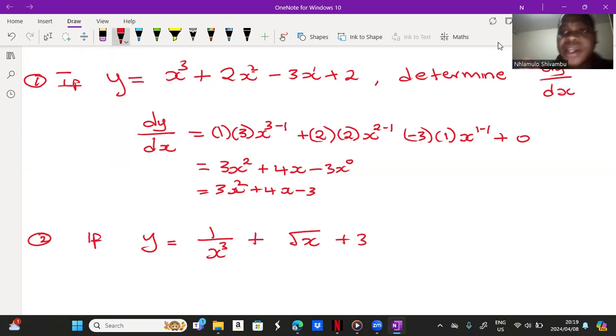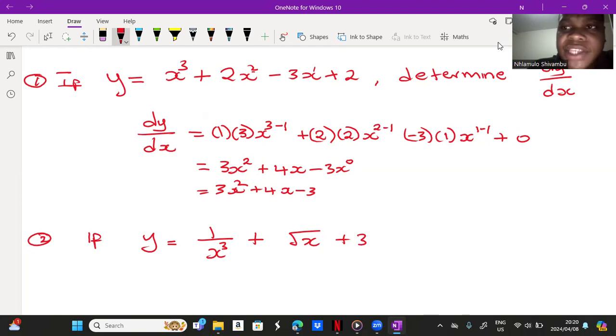Okay, so I want you to notice something with the power rule. So with the power rule, for you to be able to apply it, you need the coefficient, the variable, and the exponent. That's how you're going to apply the power rule. So you always need the coefficient, the variable, and the exponent. So I want you to look at something here. Look at the first term, 1 over x cubed.